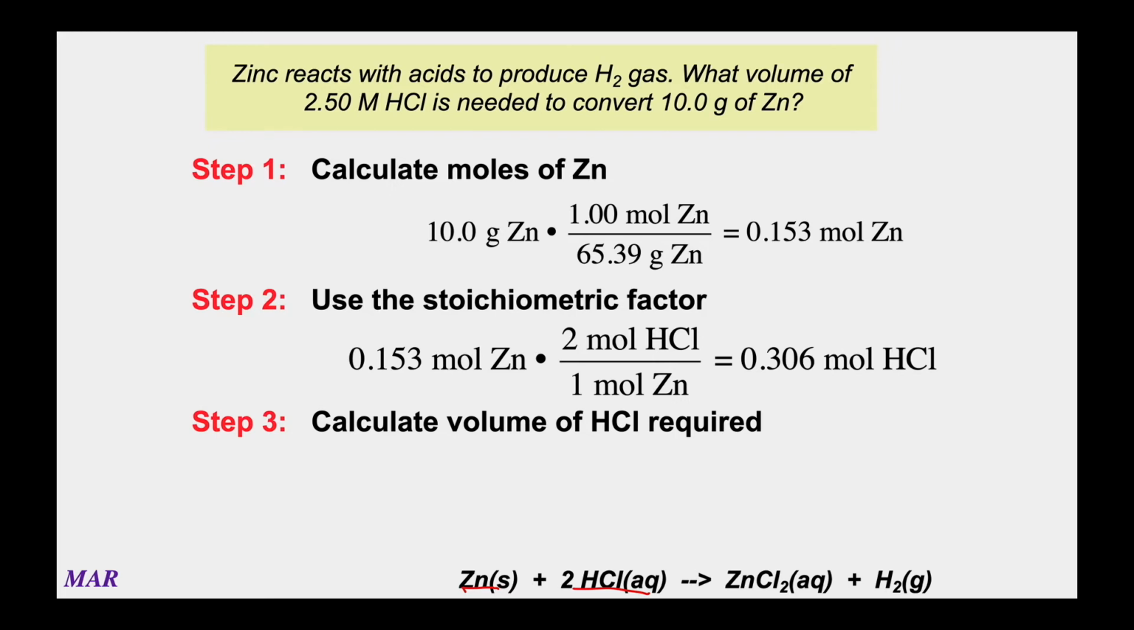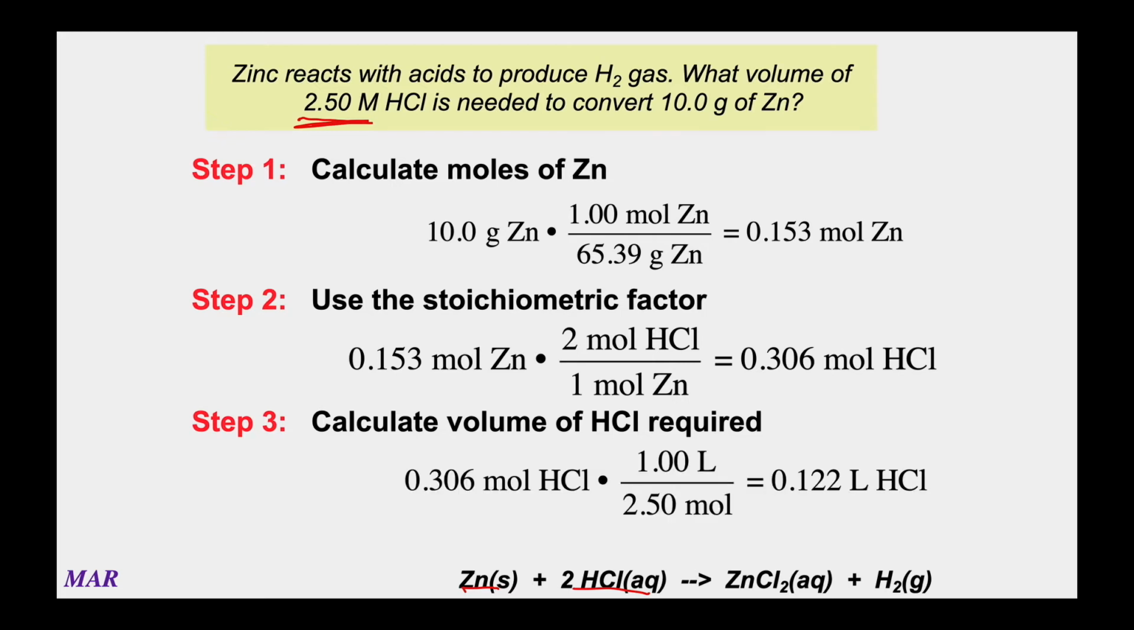And then the last part here is that instead of going moles of HCl to grams of HCl, the so-called grams to moles grams dance I was talking about in the last section, now what we're going to do is take moles of HCl and the 2.50 M number. Remember, that means 2.50 moles of HCl per liter. So we'll take that 0.306 moles HCl and divide it by 2.50.